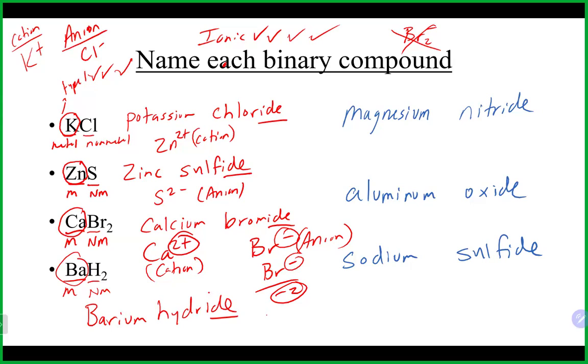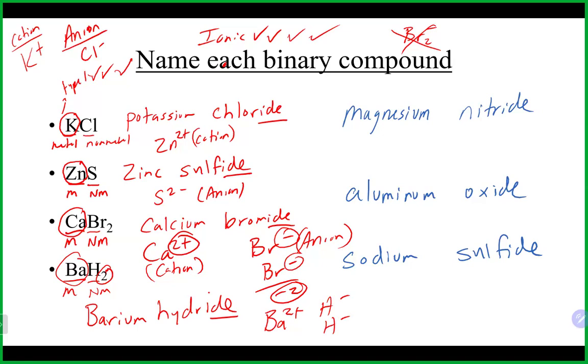In this case, we have a barium with a +2 charge. We have 2 H minuses. And again, that's what the 2 is for. And that gives us -2 on the hydrogen side to balance out the +2 on the barium side. Any questions on any of those there?